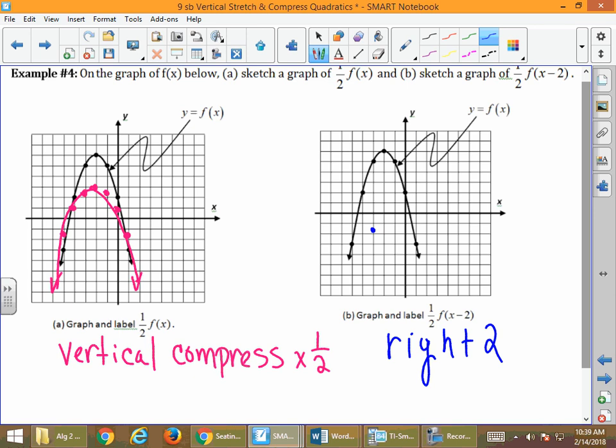Our next point, negative 4, 1, is going to move right 2 spaces. Our point negative 3, 2.5 is going to move right 2 spaces. Our vertex, up 3, is going to move right 2 spaces. And we continue to move our points right 2 spaces.